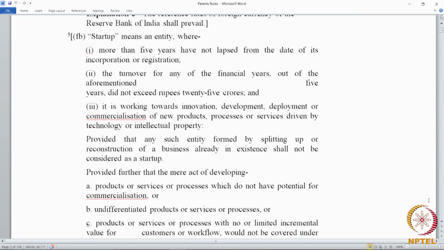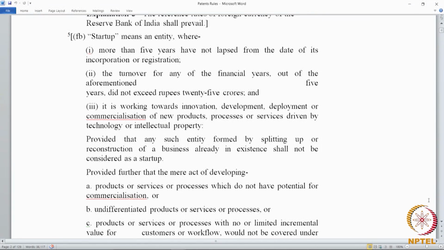So, a startup could be in the business of developing new products, new processes or new services. It has to be driven by technology or intellectual property. Now, the term intellectual property may broaden the idea of a startup. For instance, if there is a publishing company which develops copyright, a content providing company, it develops copyright in an innovative way, say it makes online courses and it delivers video lectures to its students.